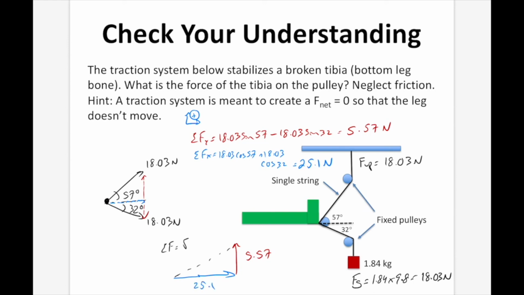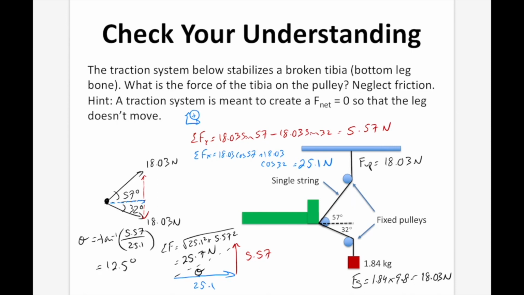And that's going to equal the square root of 25.1 squared plus 5.57 squared. And that equals 25.7 newtons. We also need an angle. So that's going to be our theta. Our theta is going to be equal to tan minus 1 of opposite, which is 5.57 divided by 25.1. And that angle becomes 12.5 degrees.